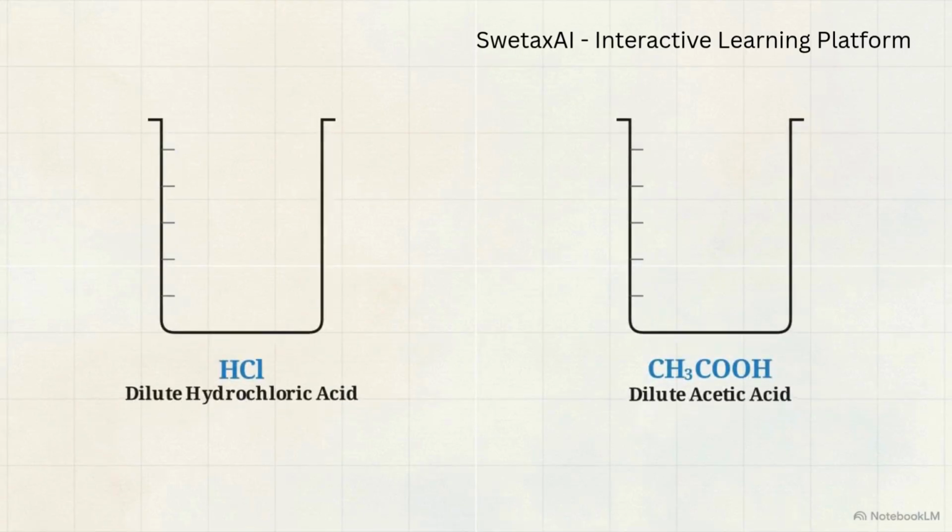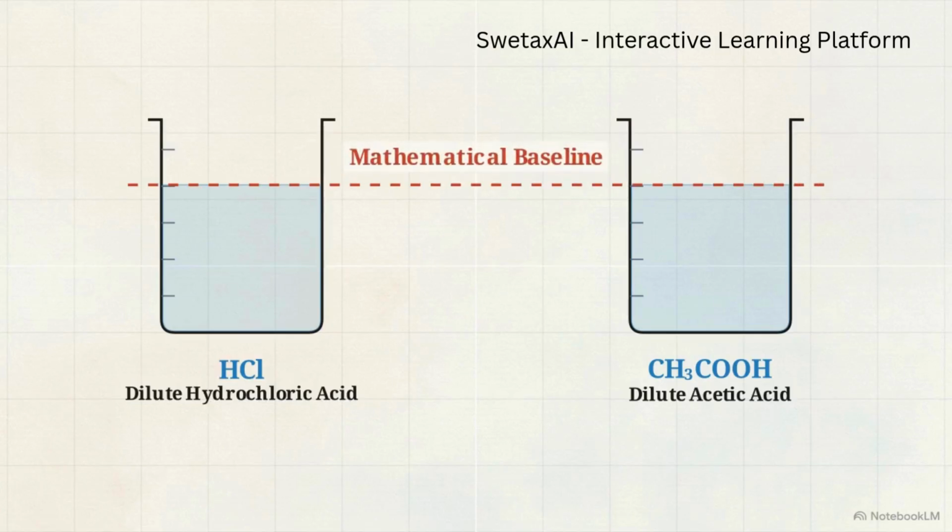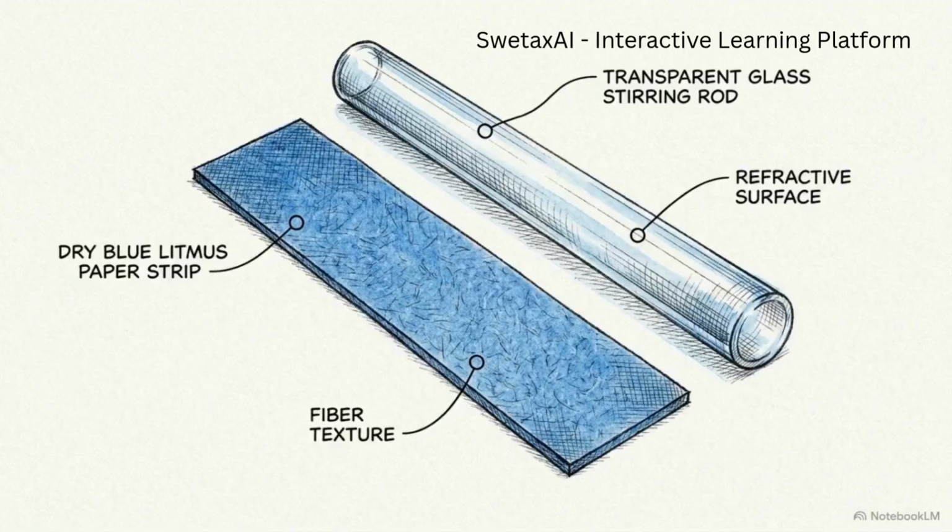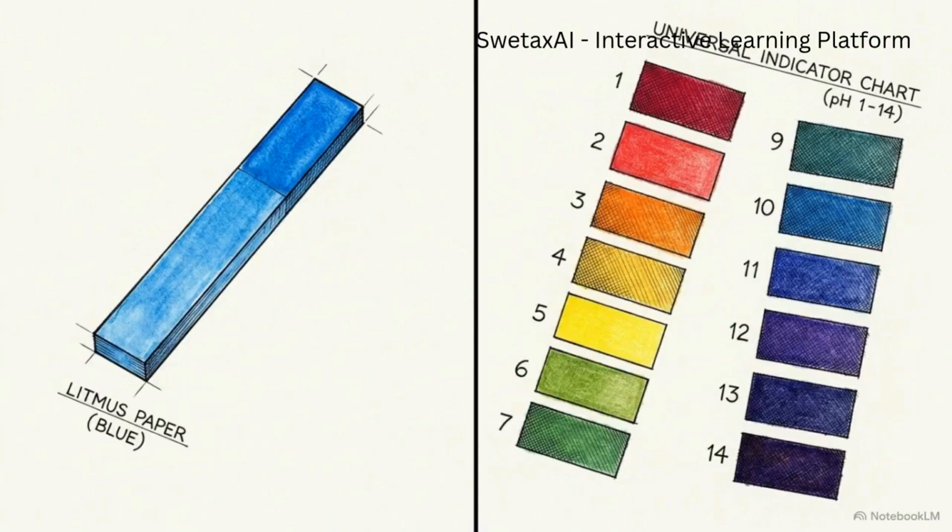To conduct a valid comparison, we've prepared both samples at exactly equal concentrations. Without this mathematical baseline, our testing would provide no meaningful data. We will use a two-part testing methodology. First, we'll establish a baseline with blue litmus paper, and then we will use a detailed universal indicator chart to measure the specific differences between the two.